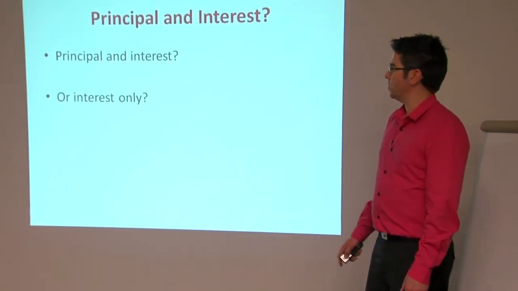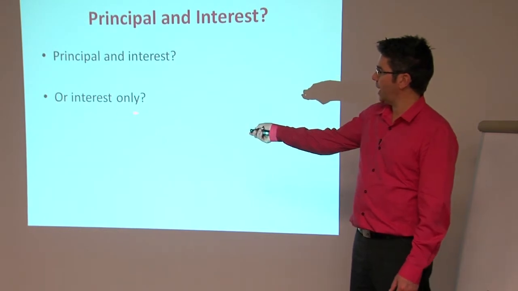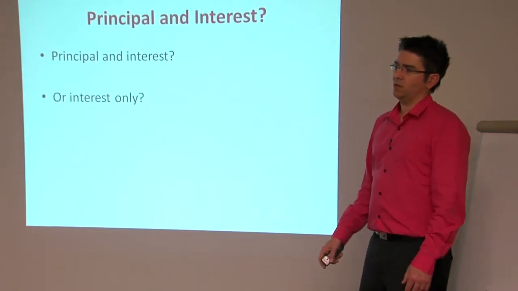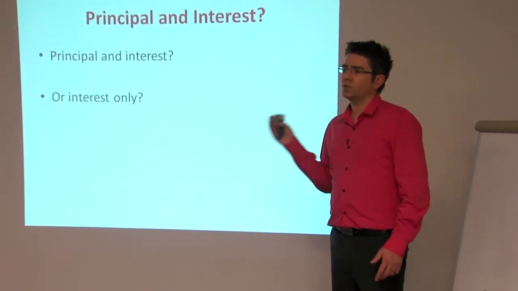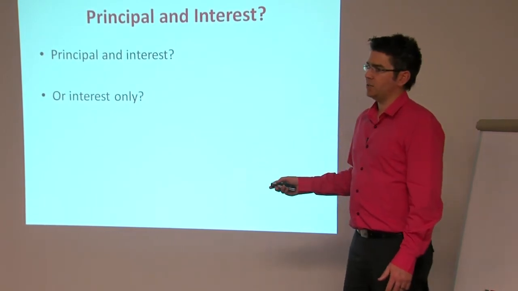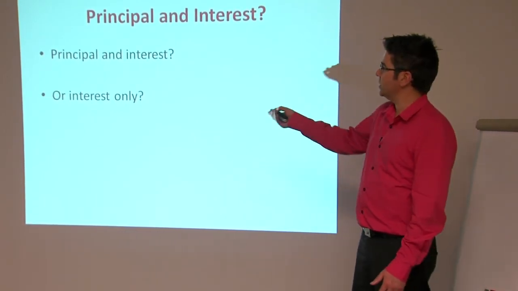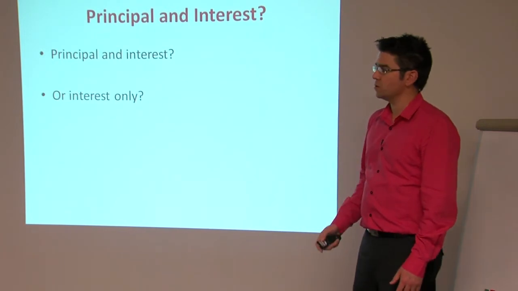So if you've got a personal house debt, then you should only be paying interest on your rentals. So you put all your principal into your personal home, and then once you've paid off your personal home, then you can look at going principal and interest on your rental properties.